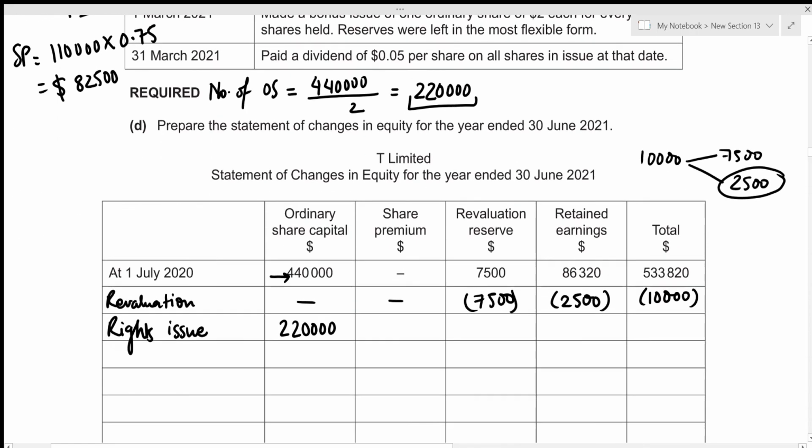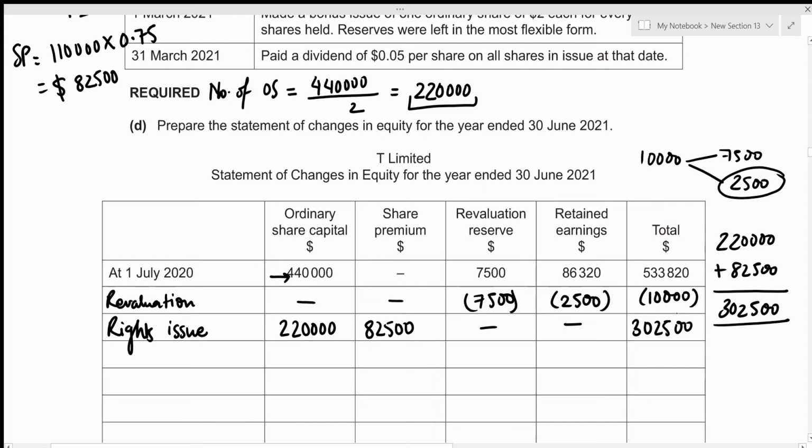Let's write it down. Now, rights issue does not affect revaluation reserves and retained earnings at all. So the total that we issued in our rights issue is just going to be 220,000 plus 82,500, which gives 302,500. This needs to be recorded in the total column.